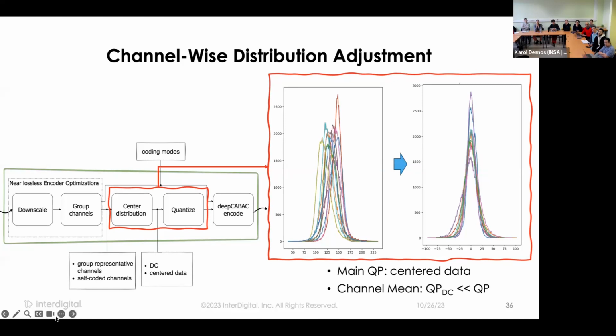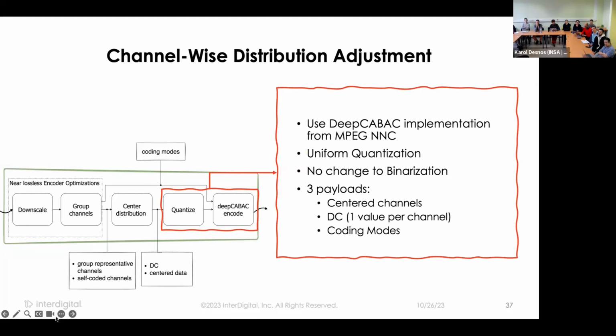So now what we need to transmit with CABAC is three different payloads: the centered channels, because we removed the DC, and the actual DC. So if we have, let's say, 256 channels, we have a vector of 256, and the coding modes. All of them I feed to CABAC, so I quantize them, and I use the engine that was designed by the group at NNC. That's the codec for neural network compression.